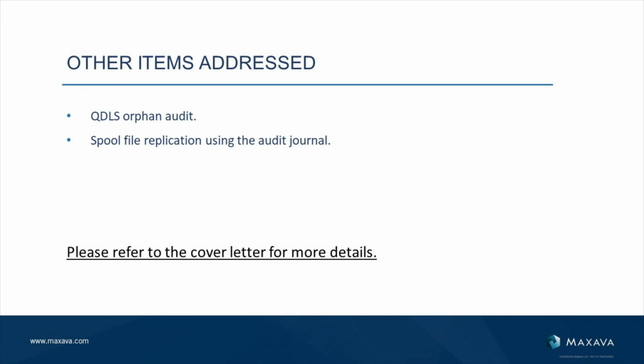QDLS orphan audit. On some occasions where the source folder was empty and data existed on the target, the orphan was not seeing this correctly. This has now been corrected. Spool file replication using the audit journal. Some events and timing was not being catered for when receivers were being changed regularly in the system audit journal. This process has now been corrected and now processes the system audit journal data no matter how quick the receivers roll through. Please refer to the cover letter for more details.